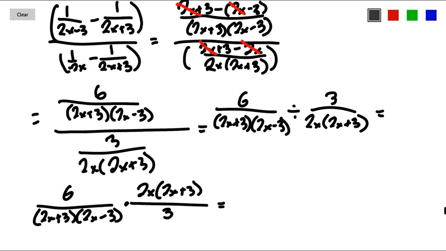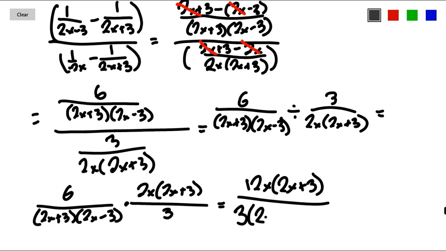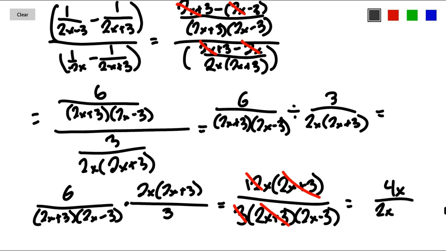And now to multiply fractions, I just multiply straight across. When I do that, I end up with a 12x times a 2x plus 3 on the top. And on the bottom, I've got a 3 times a 2x plus 3 times a 2x minus 3. Now here's the fun part. This is where I get to cancel stuff out. So I can cancel out a 2x plus 3 on the top and bottom, and 12 over 3 reduces to just 4. So my final answer, what I'm left with, is 4x divided by 2x minus 3.